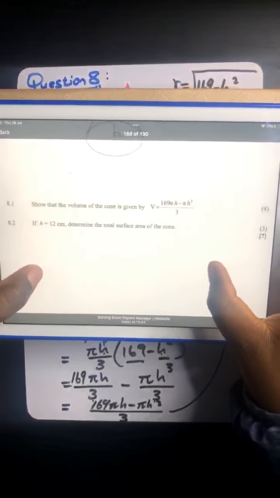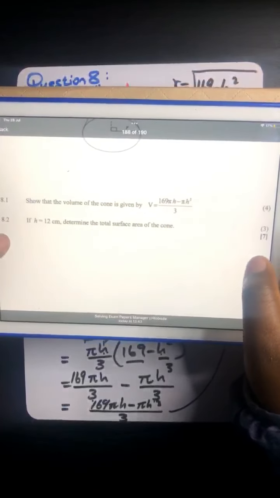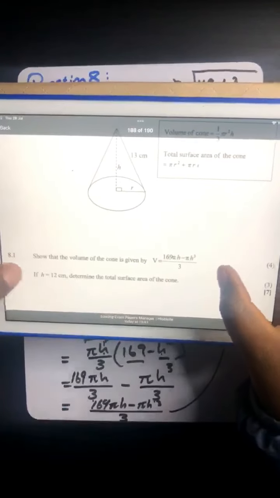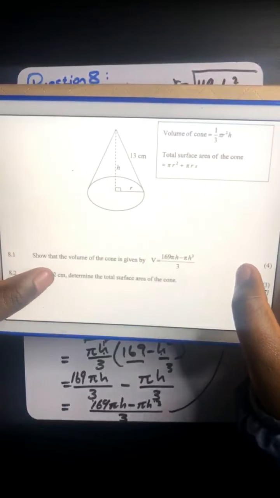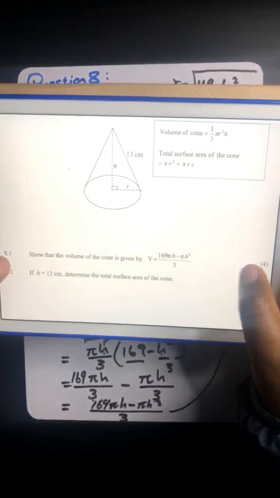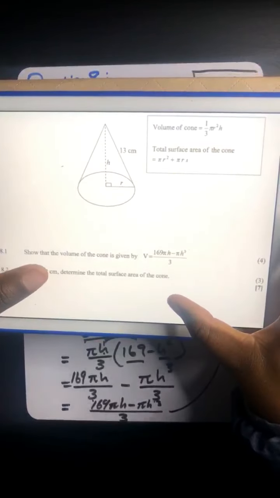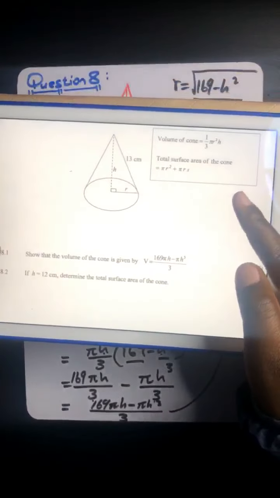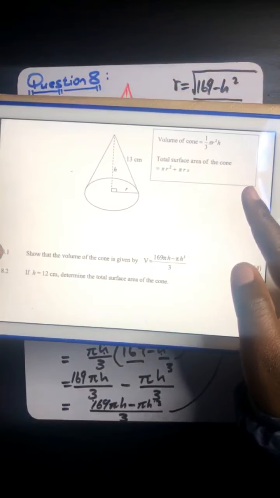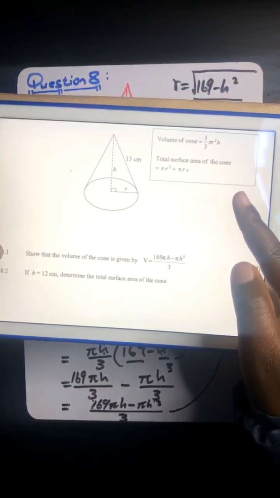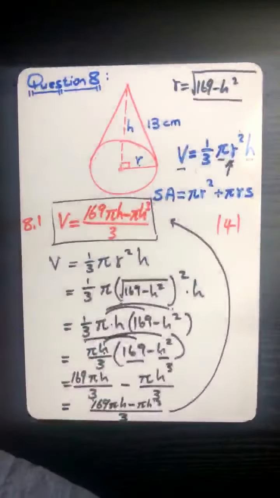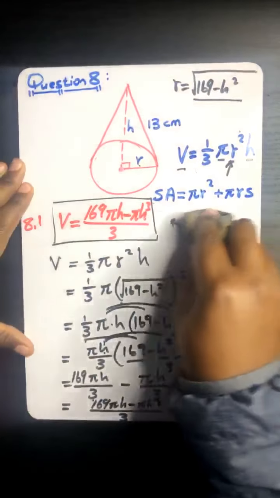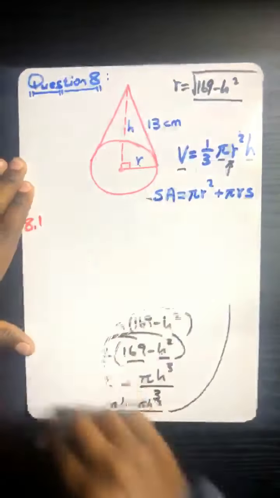So the next question, which is 8.2, says if h is equal to 12 centimeters, determine the total surface area of the cone. So can you see we are now on the total surface area of the cone? So that means your attention should be on that formula. Very, very important, ladies and gentlemen. So now I'm just going to quickly remove all of that.